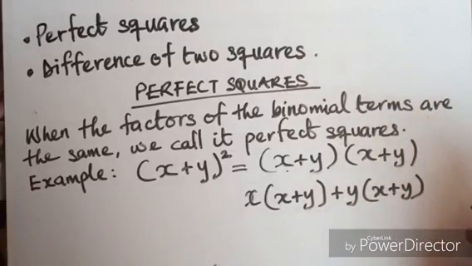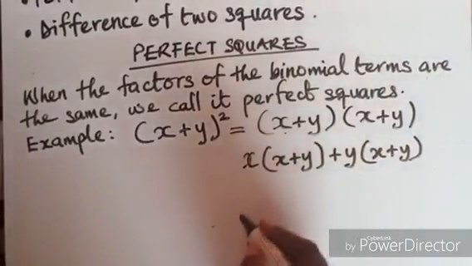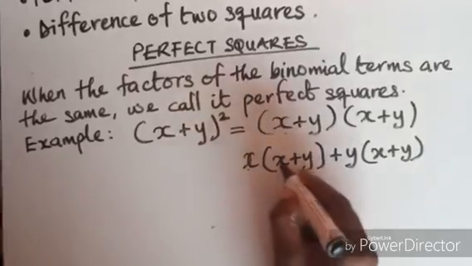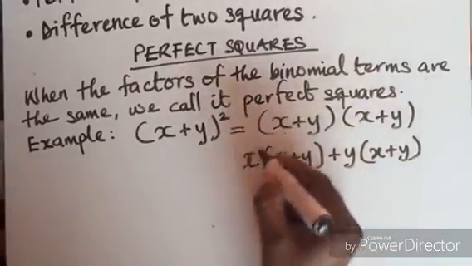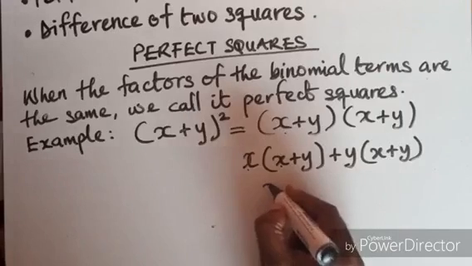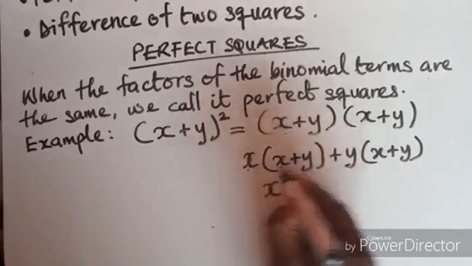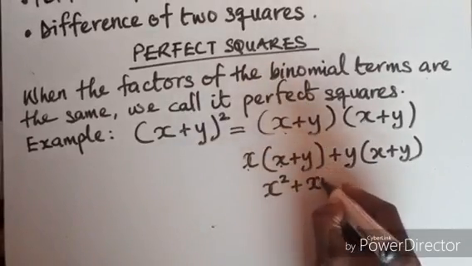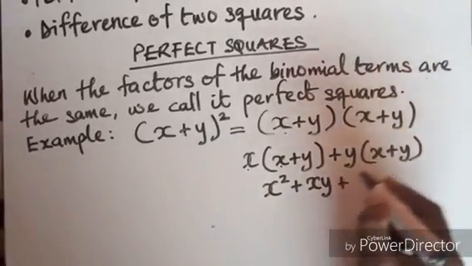Good. Let me go a little bit up. So what it means is x will multiply x plus y. We know the law concerned in multiplication. When we are multiplying, we add the exponents. So x times x is going to give me x to the power 2, plus x times y will give me xy, plus y times x in arrangement.